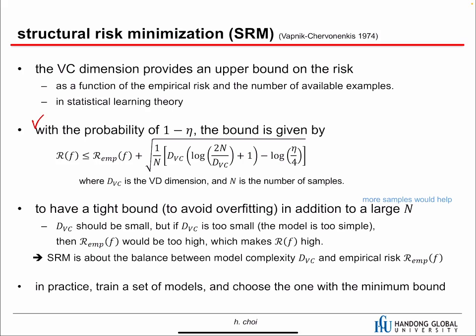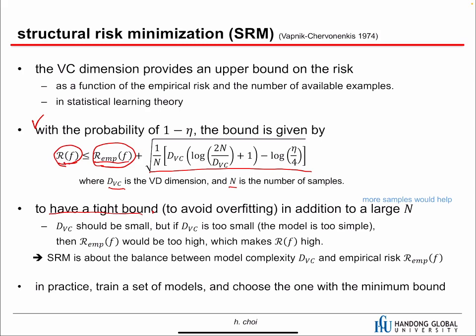With the probability of 1 minus eta, the bound is given by this one. So this is the risk, and this is the empirical risk, and there is another term here. The d_VC is the VC dimension, and N is the number of samples. What we want is to have a tight bound, right? So when we minimize this one, then we expect that this should be minimized too.